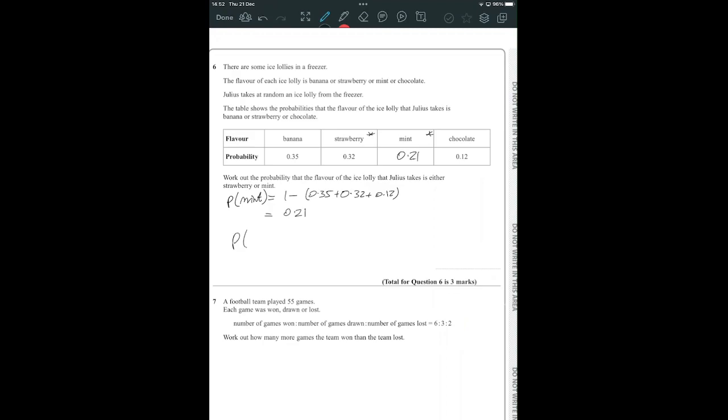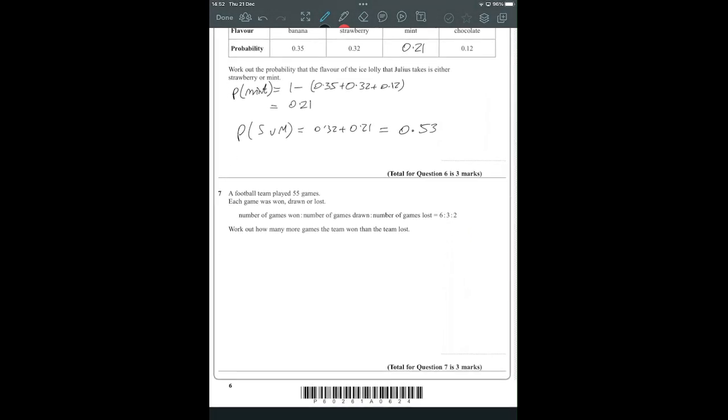But we wanted the probability of strawberry or mint. Well, now we just add those together. 0.32 plus 0.21. And our answer, 0.55. Nope, not 0.55. Mental arithmetic has failed me there. 0.53. And you can check that banana and chocolate should be the leftover probability, 0.47, which indeed it is.